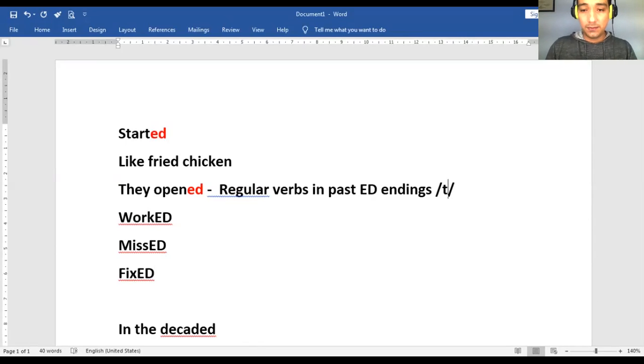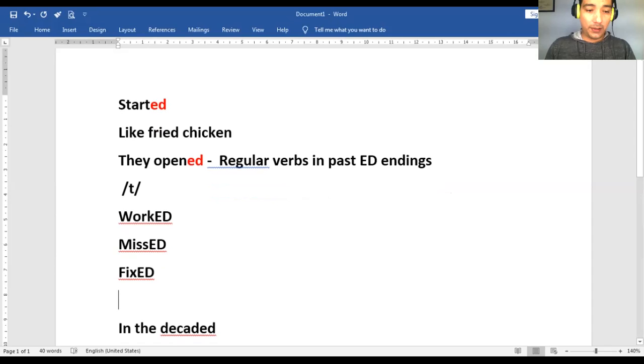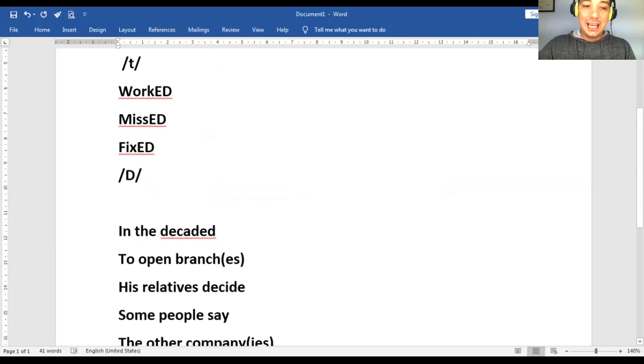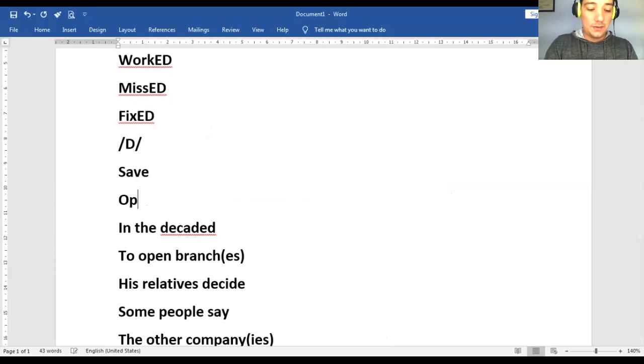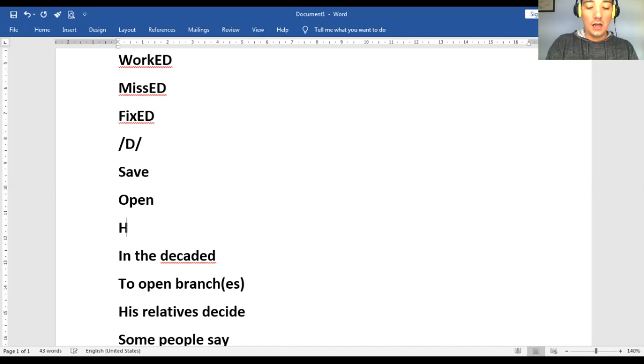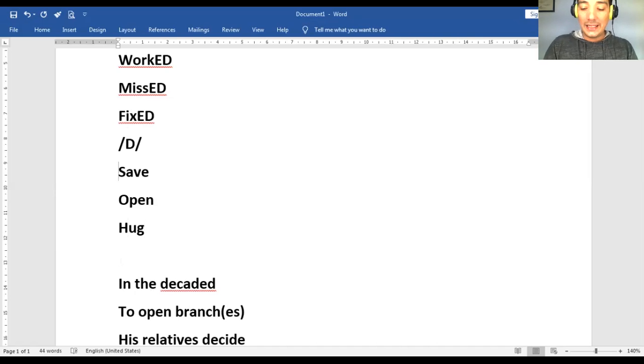Let's take advantage of this first 20 minutes. Then the second rule. The second rule is the d sound. So you push your tongue again towards the back of your teeth and it vibrates a little bit. This rule says that every verb that is voiced, where there is vibration in your mouth, like save, open, hug, then when you add ed, or in this case, the d, right?